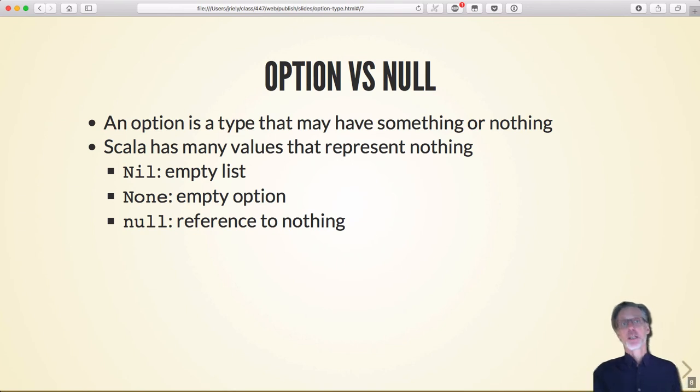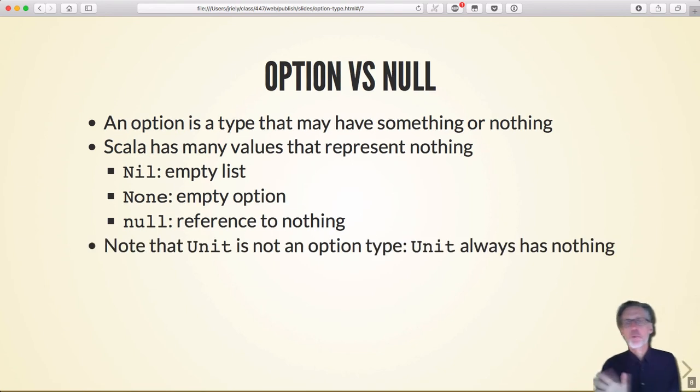We have the empty option type, where we may have some actual value there. And then we also have null. So null is a reference to nothing, where there might actually be a reference to something. And it's worth pointing out that unit is a different animal. Unit is not an option type. Unit always has nothing. So there is never any interesting thing about unit. And so unit is not in the same league here with these guys. So don't confuse that. These things represent missing stuff where there could be something there.